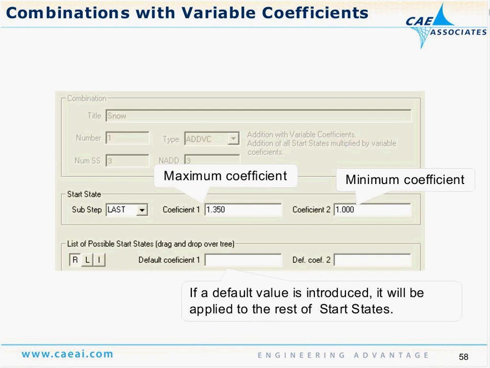And as part of these combinations, again, we can have variable coefficients. So, for instance, a scaling factor on the loading for the snow load could be, in this case, showing a range 1.35 to 1.0, or maybe it's from 0 to 1.35, etc.